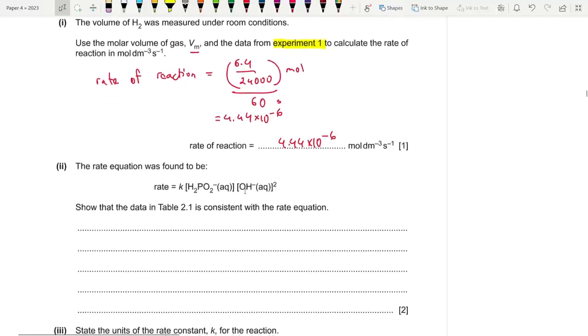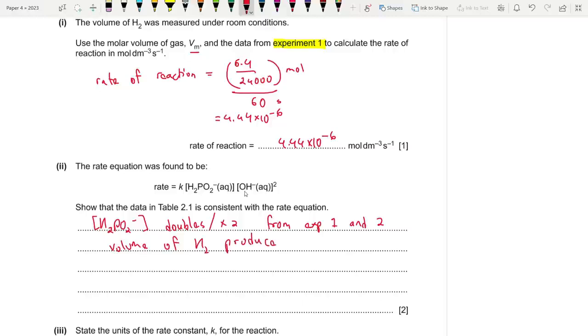So let's say that using experiment 1 and 2, as H2PO2- doubles, or this times 2, from experiment 1 and 2, what happens? It causes the volume of hydrogen produced to double as well, or times 2. So first order with respect to H2PO2-. Okay, that's fine.